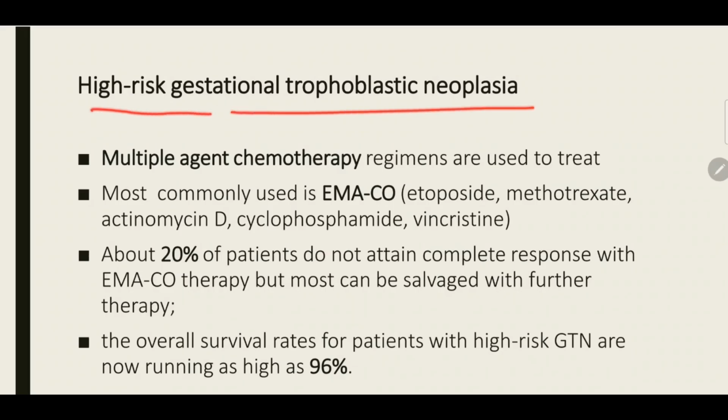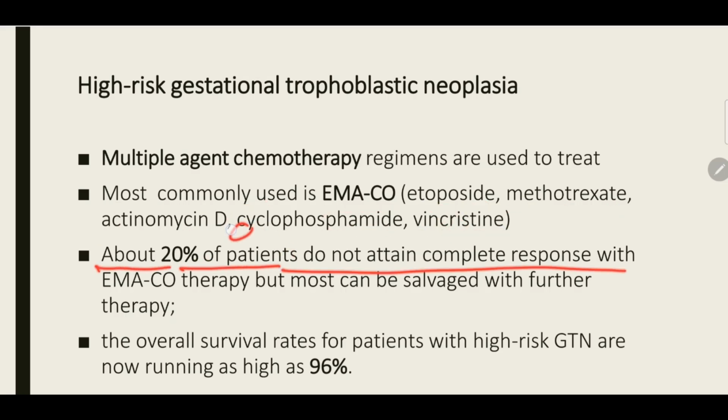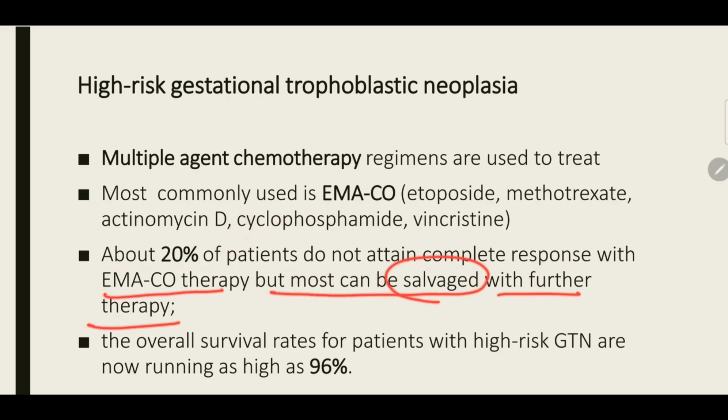High risk GTN. Multiple agent chemotherapy regimens are used to treat it. Most commonly used is EMA-CO, that is etoposide, methotrexate, actinomycin D, cyclophosphamide and vincristine. About 20% of patients do not attain complete response with EMA-CO therapy, but most can be salvaged with further therapy.